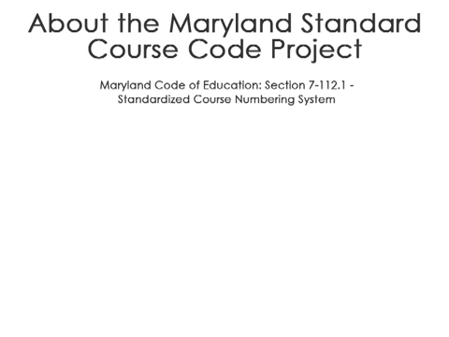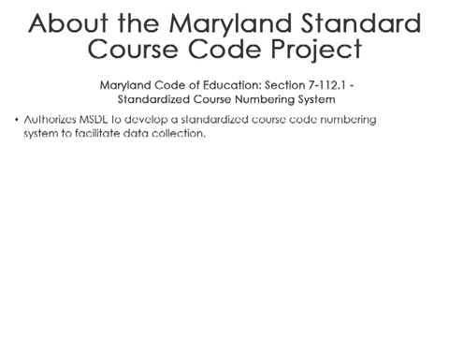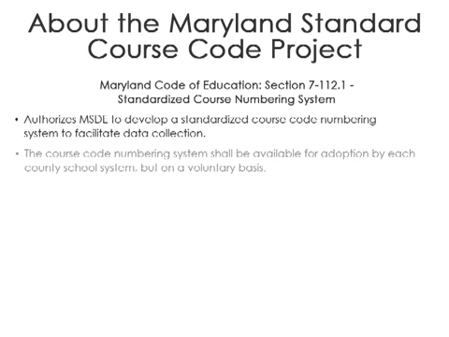The Maryland Code of Education, Section 7-112.1 Standardized Course Numbering System authorizes MSDE to develop a standardized course code numbering system to facilitate data collection on student participation in courses offered in the public schools. The law also indicates that the course code numbering system shall be available for adoption by each county school system, but on a voluntary basis.